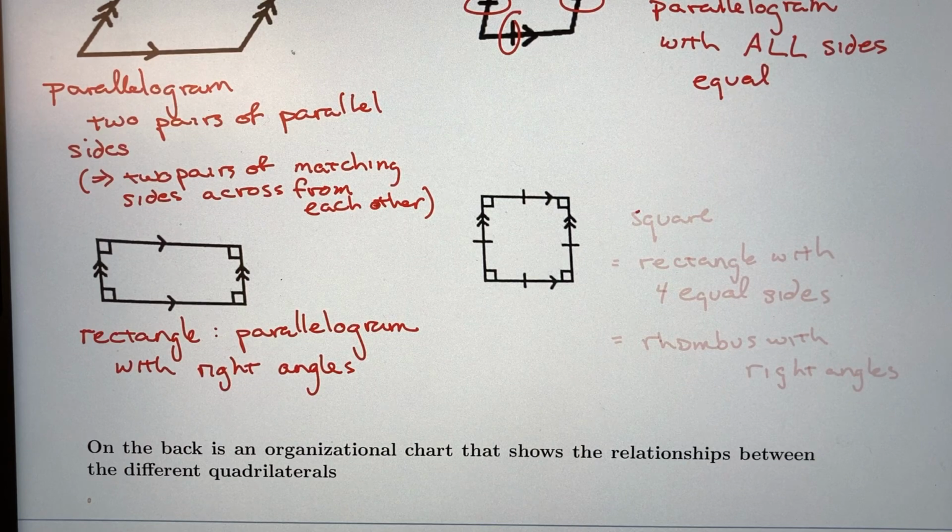Okay, last one is a square. Two ways to say it. It's a rectangle with 4 equal sides. It's also a rhombus with right angles.